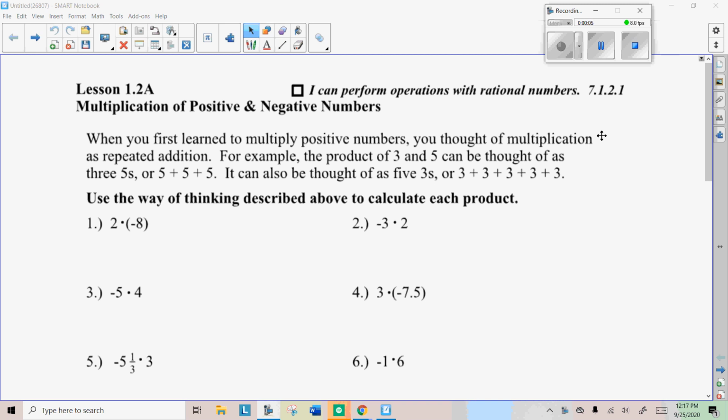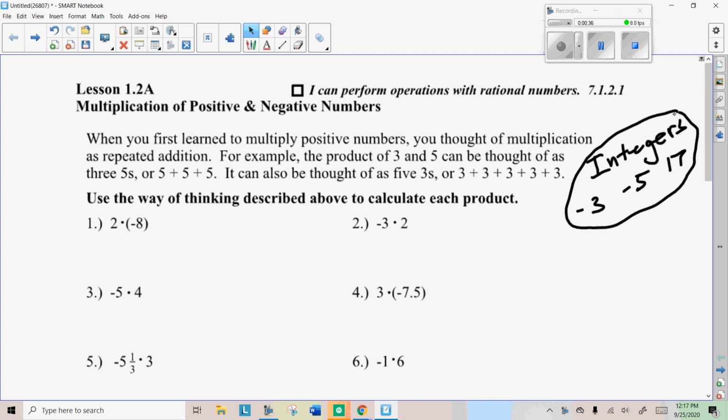It's Mr. Hermanson again. Today we're going to do lesson 1.2a, which is multiplying positive and negative numbers. Just a quick little vocab. We're going to use the word integers quite a bit in here. Integers are like whole numbers, but they can be positive or negative. So numbers like -3, -5, 17. Those are integers. They can't have decimals or fractions, so take a note of that.